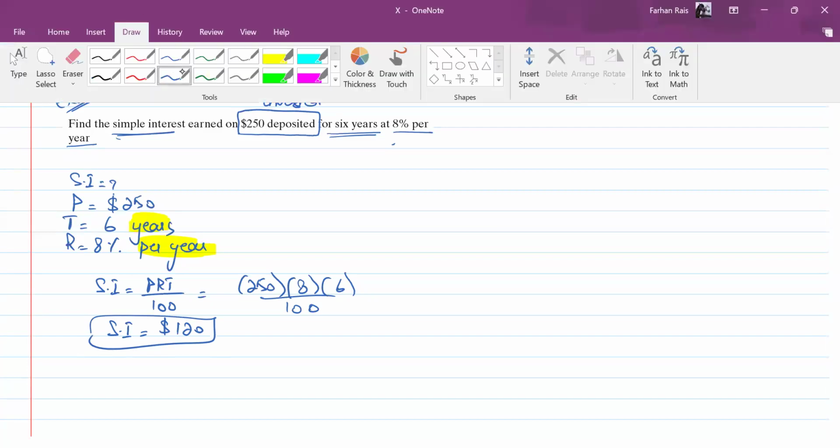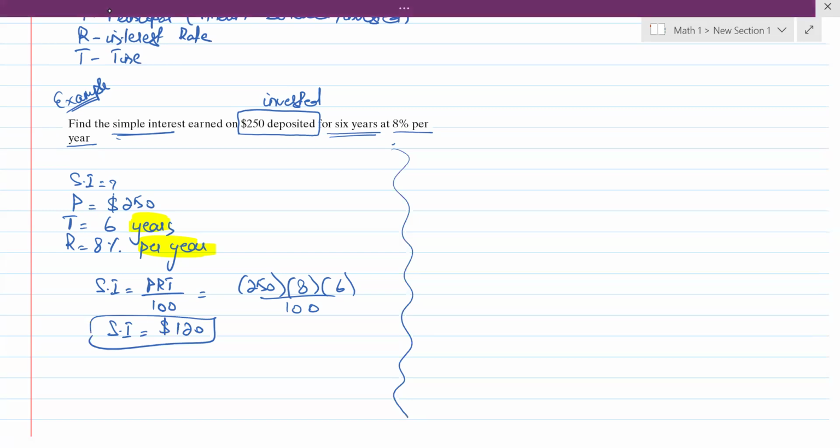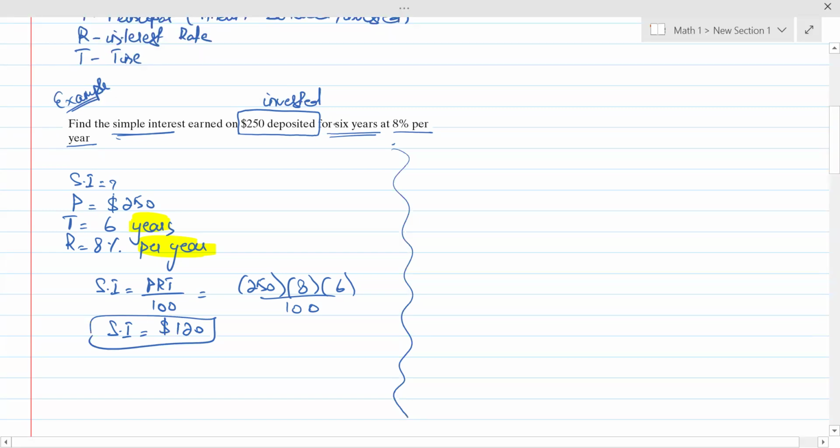Now about the unit, let me add one more thing to this example. Now I'm rephrasing this question, and I'm changing only this part. Instead of 6 years, I'm making this, let's say, 6 months. Okay, the whole question remains the same. The only difference I'm making to this question is 6 months.